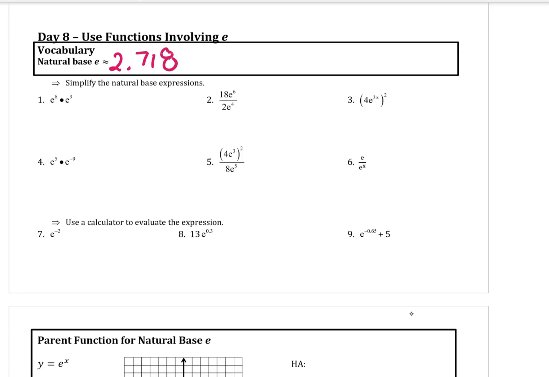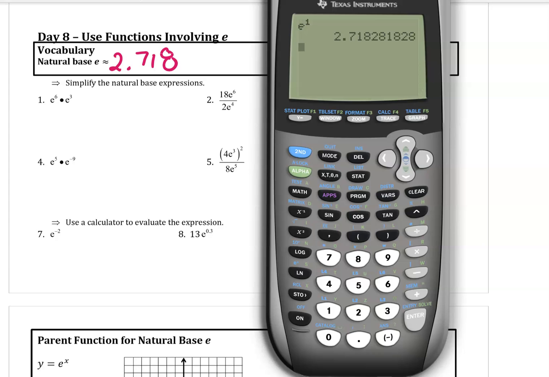Now it's also got its own button. It's so important, it's kind of like pi in that regard. So if we look over here above our division symbol, we can also just do second division symbol and get it that way. Either way works.